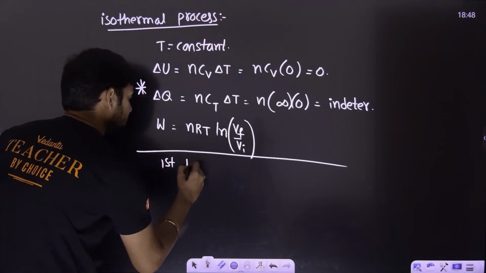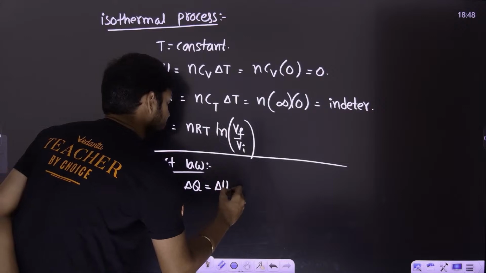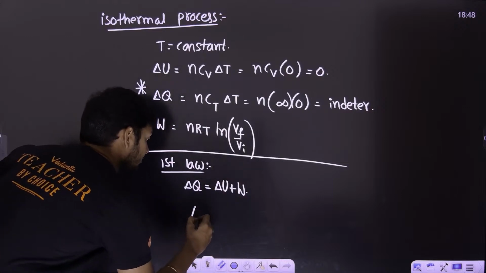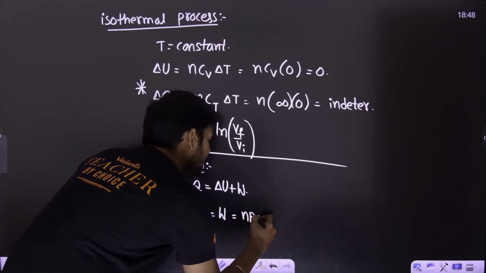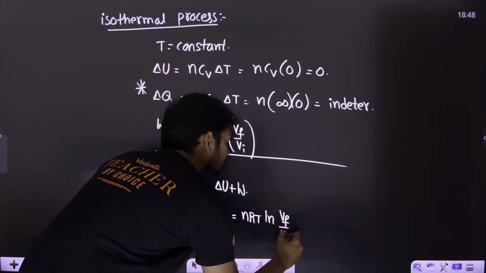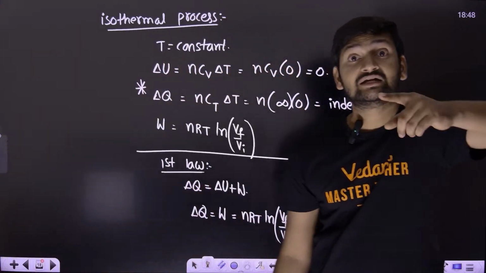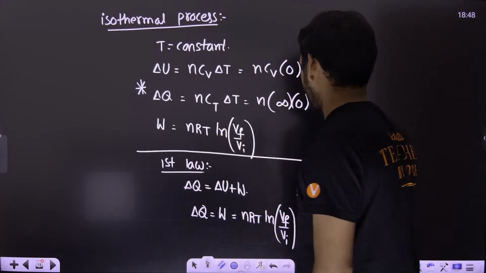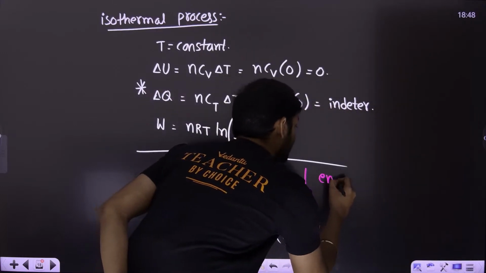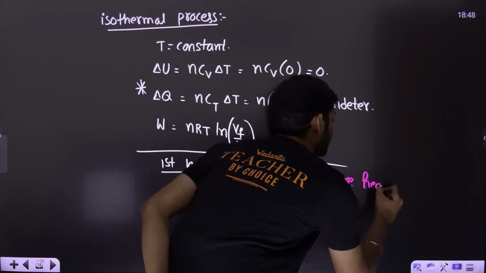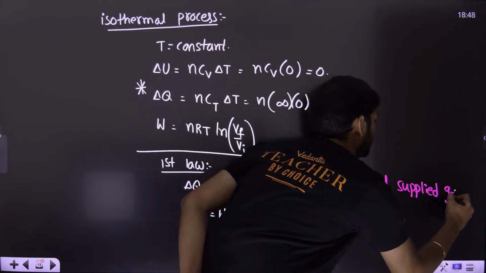What does the first law say? The first law says that delta Q is delta U plus W. Delta U is 0. As delta U is 0, delta Q is equal to W, which is nRT ln V final by V initial. What is happening in isothermal process? The entire heat given is getting converted to work. One important observation is that the entire heat supplied gets converted to work. When I am going to teach you advanced, then I will use this.